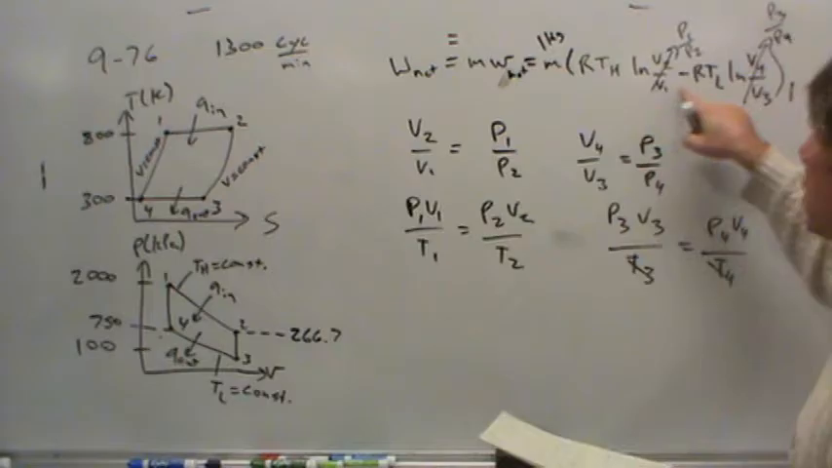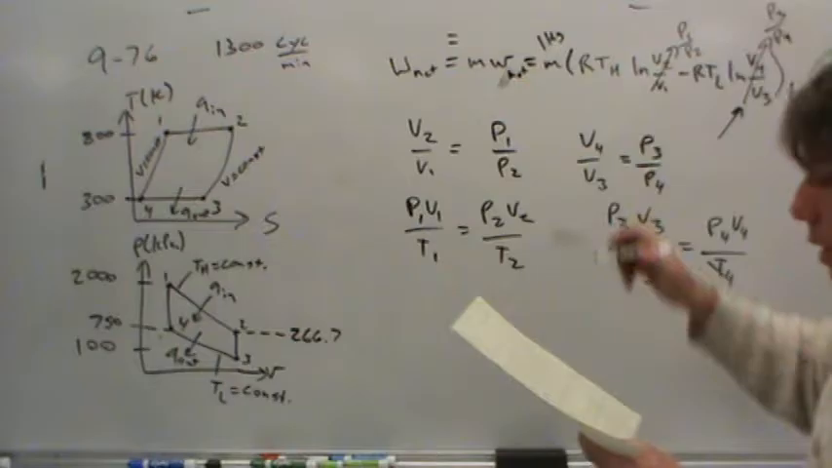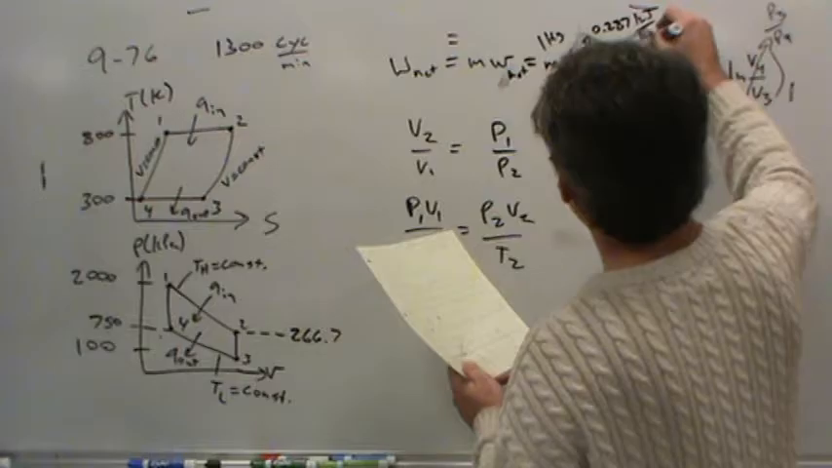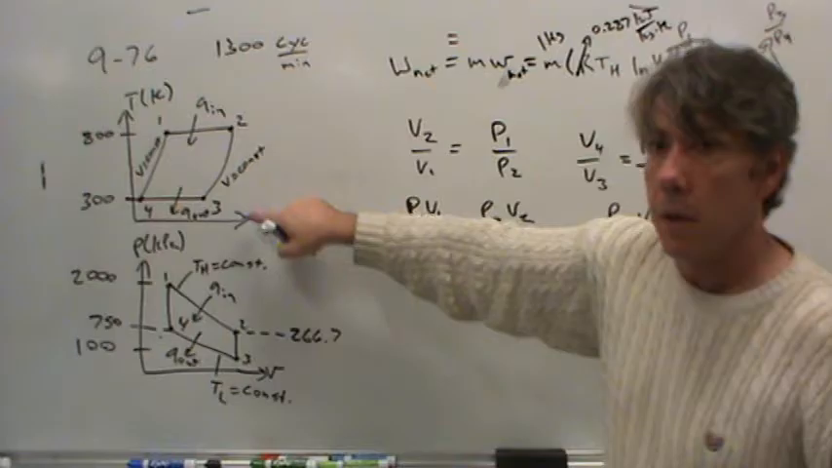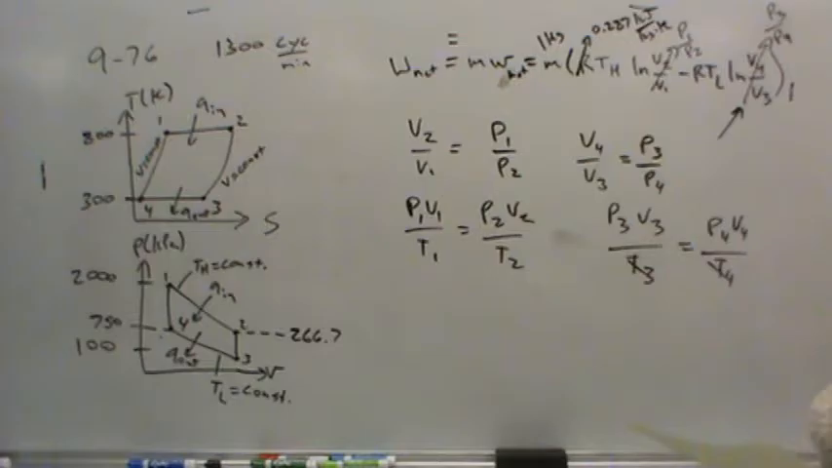Okay, now this is a lot to plug in. We're going to plug in 1 kilogram here. The gas constant for air could be brought out. It's just a constant, 0.287 kilojoules per kilogram per Kelvin. TH and TL, you're going to plug those in absolute units. Okay, and we have all the pressures, P1, P2, P3, and P4. We've already solved for those.